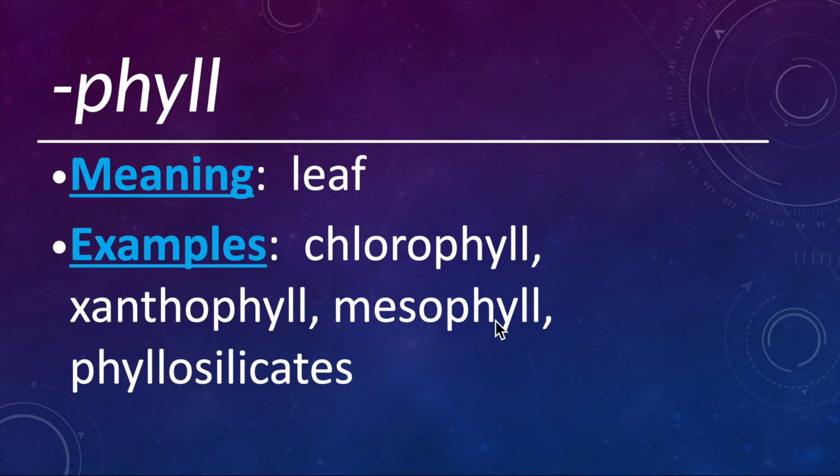Mesophyll is the middle layer of a leaf, so meso means middle. And then phyllosilicates are silicates that break off in very thin sheets, like mica is a phyllosilicate. It's a silicate mineral. Silicate minerals have silicon and oxygen, and phyllosilicates basically break off in very flat sheets.